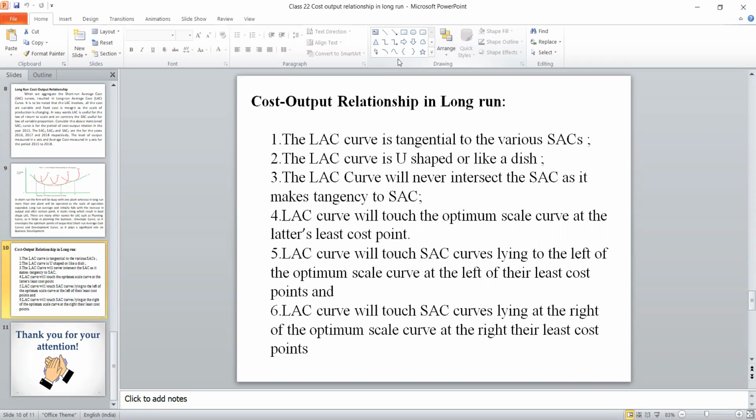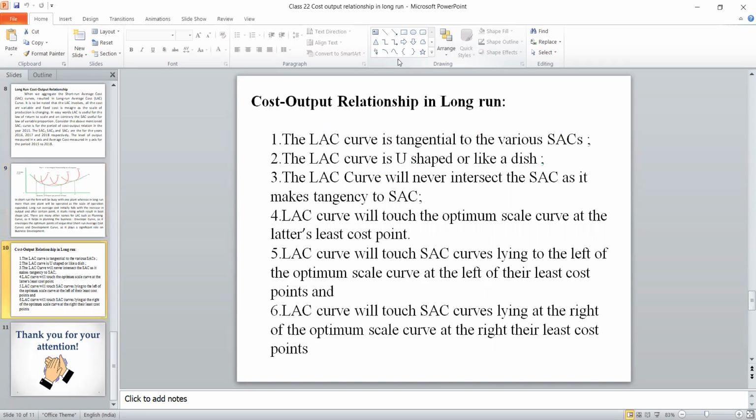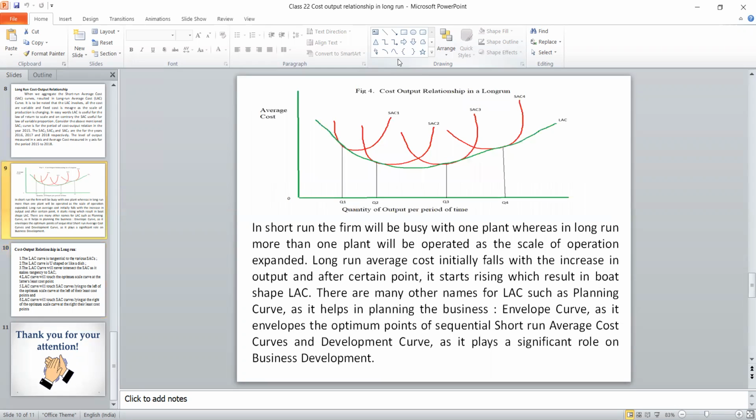So first we should write there is a tangential relationship between SAC and LAC. See that green line touches a particular point of all SACs. That is why LAC is tangential to the various SACs. So the long run average cost curve is tangential to various short run average cost curves. This is the first implication. Second, the LAC curve is U-shaped like a dish. You can see that green line is like a dish.